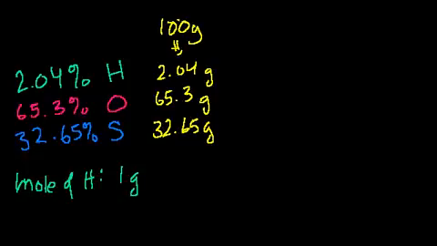So if we have 2.04 grams of hydrogen, how many moles of hydrogen do we have? Well, 1 mole is 1 gram, so we have 2.04 moles of hydrogen. Notice, the 2.04 grams told us the mass of the hydrogen, and 2.04 moles tells us how many hydrogen atoms we have: 2.04 times 6.02 times 10 to the 23. So 1 mole of hydrogen, there you go.